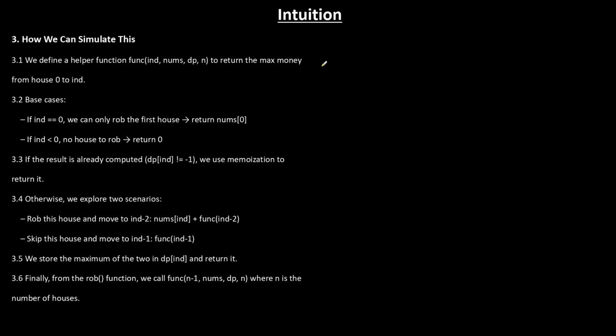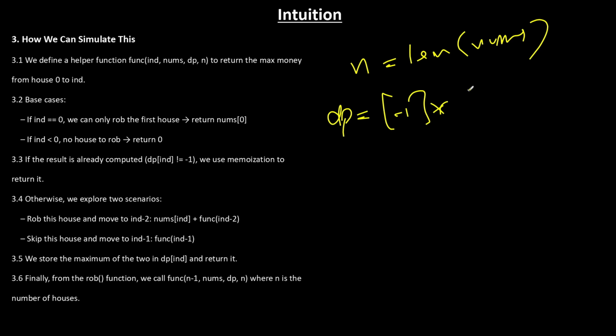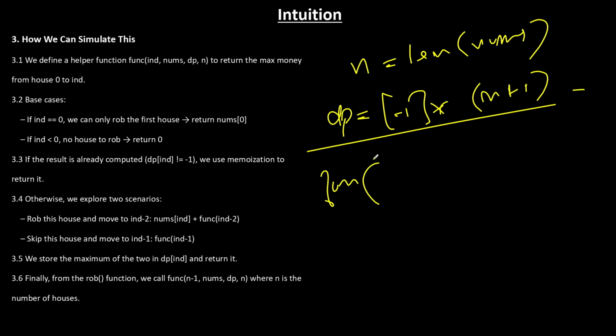So now, how can we simulate this? We have to focus on that now. Going through the points, before that, we know that we have to take the length of the nums which is given to us. We have to create a dp. The dp size would be n plus 1, one base indexing. Then we will create a function. What will this function have?